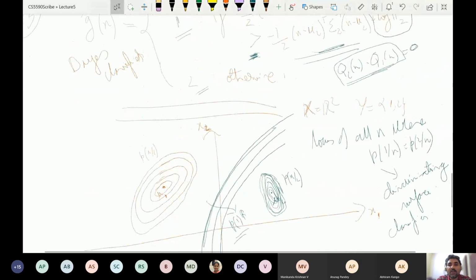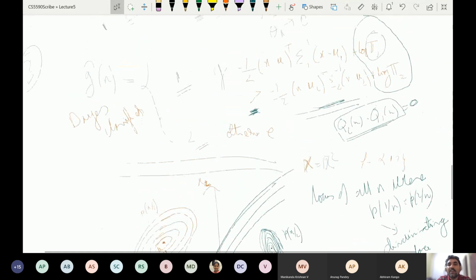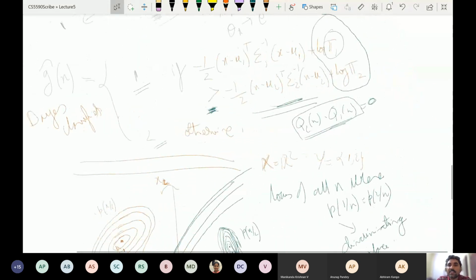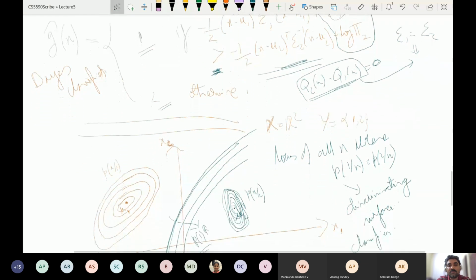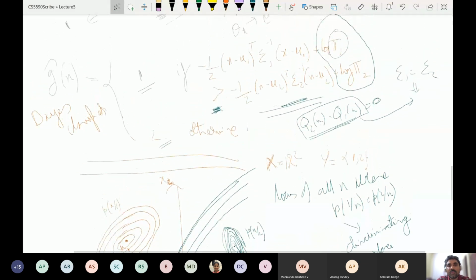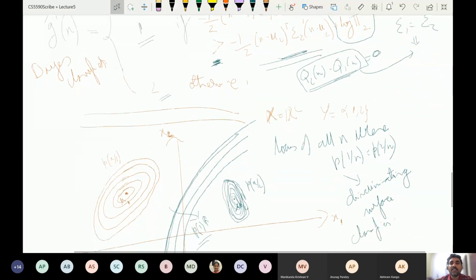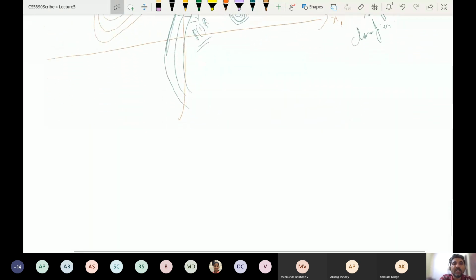Fine. And what will happen if there are some special cases, right? For example, if sigma 1 is equal to sigma 2, then what will happen? Can anybody tell me how this q1 minus q2 will look? Will it still be a quadratic surface? What will happen if sigma 1 is equal to sigma 2? It will become a linear surface. Very good. The quadratic term x transpose sigma inverse x cancels out. Right? So it will become a linear surface. Right? So this is the corresponding visualization.